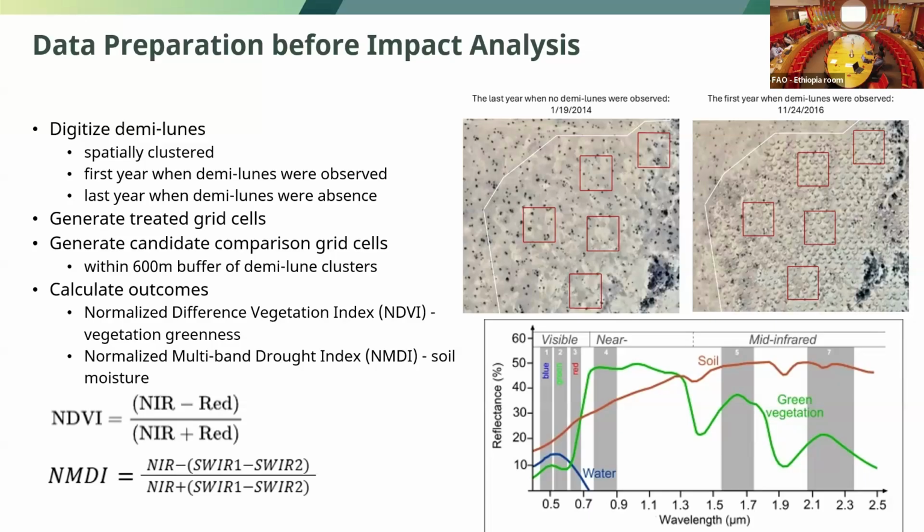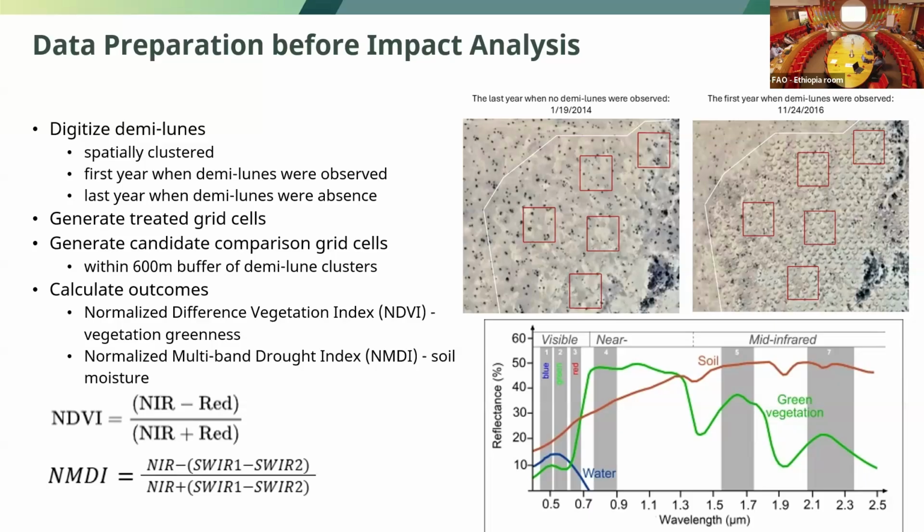Those little square grids are easily generated in ArcGIS Pro, and you just randomly generate some grid cells of 30 meters. The reason we chose 30 meters is that we want to match the Landsat imagery pixels, which are 30 meters wide. Then we ran an analysis called zonal statistics, which automatically calculates how many Demi-lunes are within these grid cells.